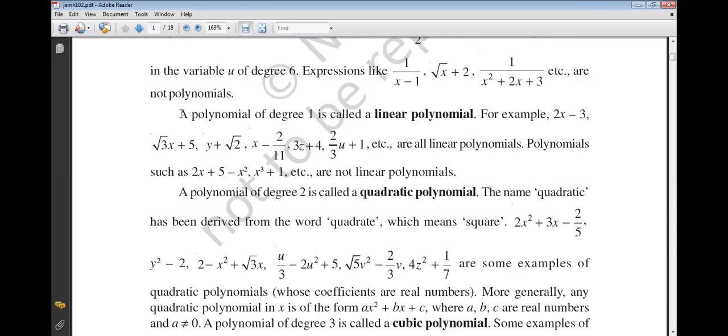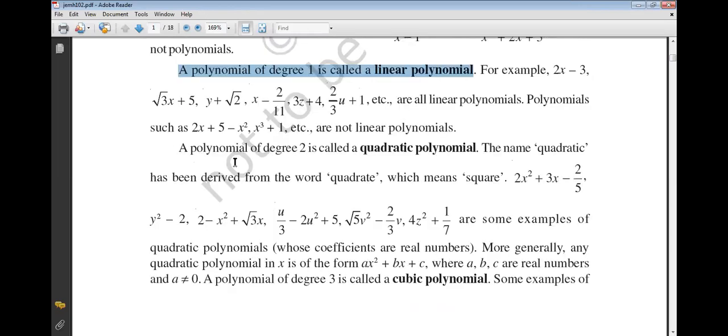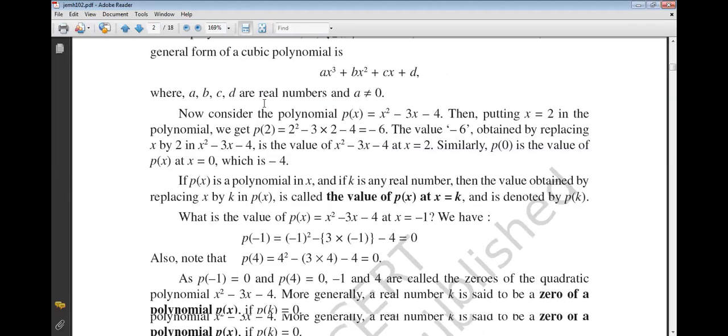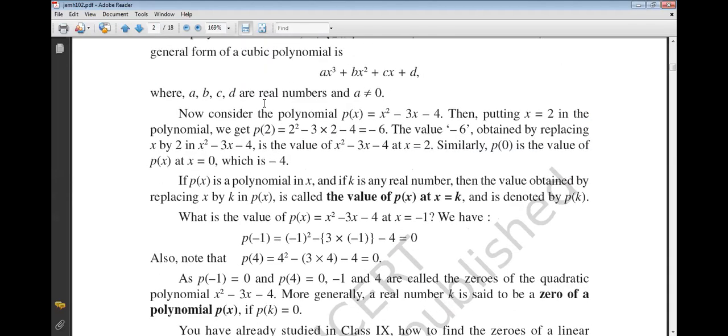A polynomial of degree 1 is called a linear polynomial. A polynomial with degree 2 is called a quadratic polynomial. And a polynomial with degree 3 is called a cubic polynomial. And then we studied about zeros.